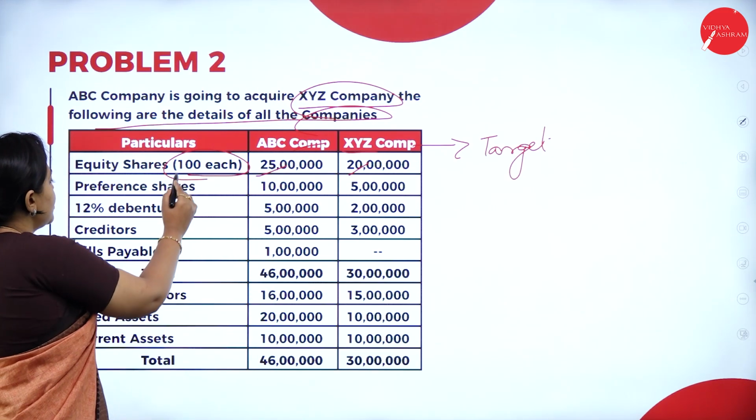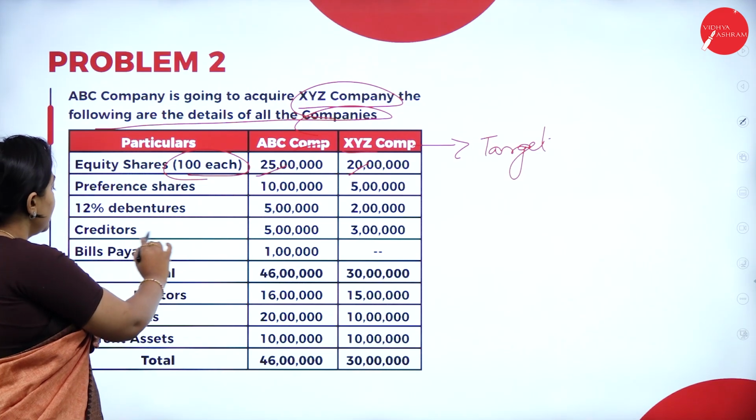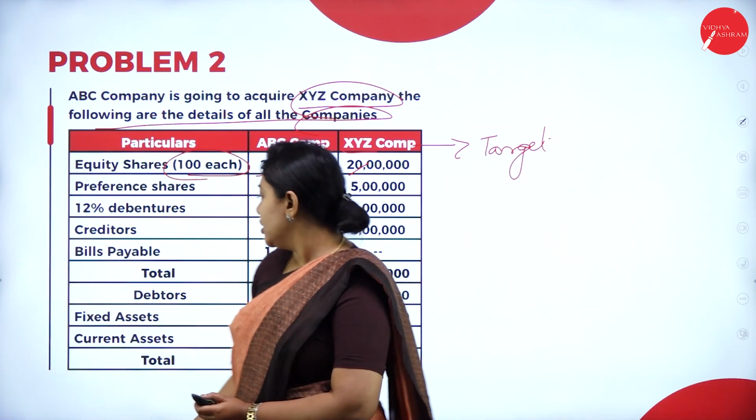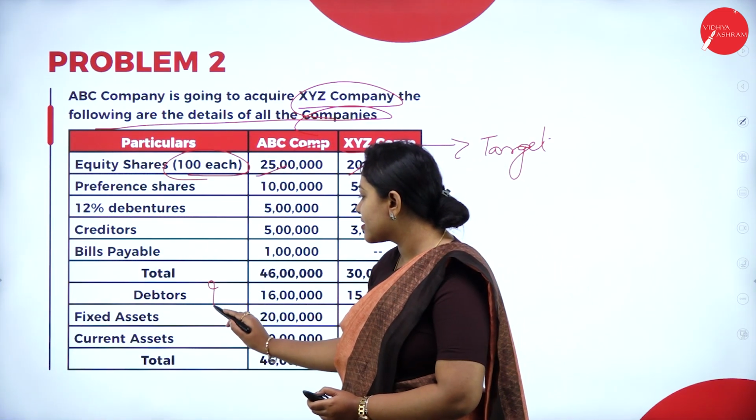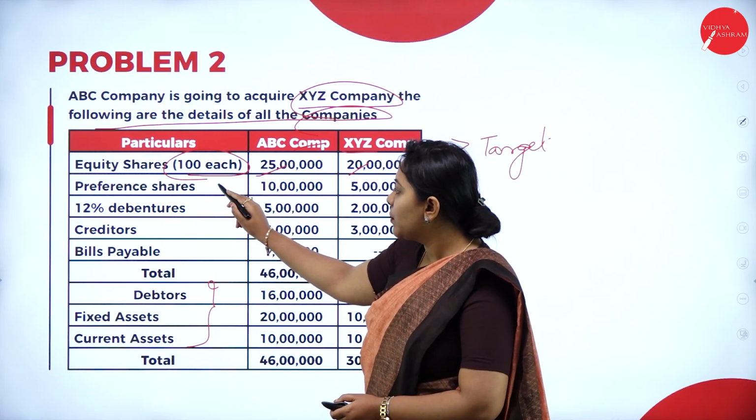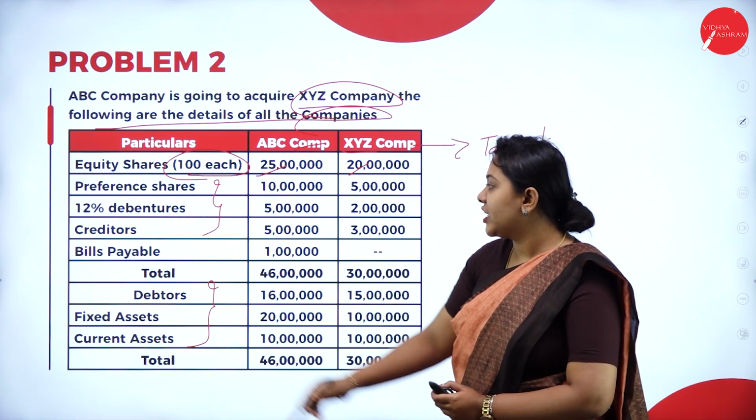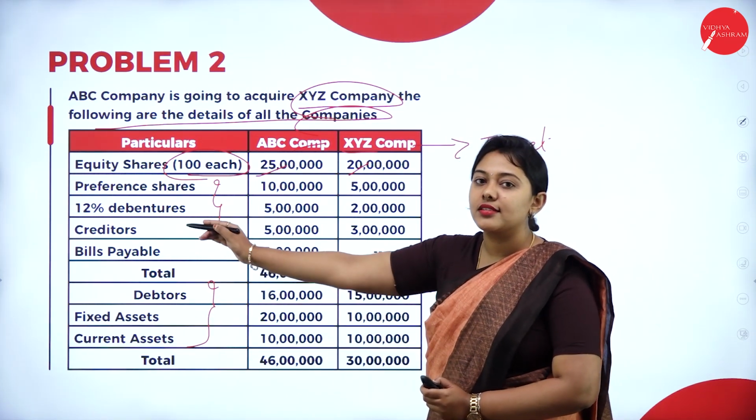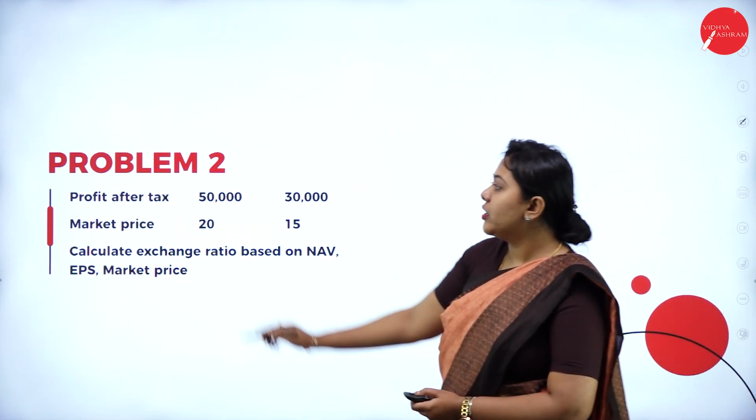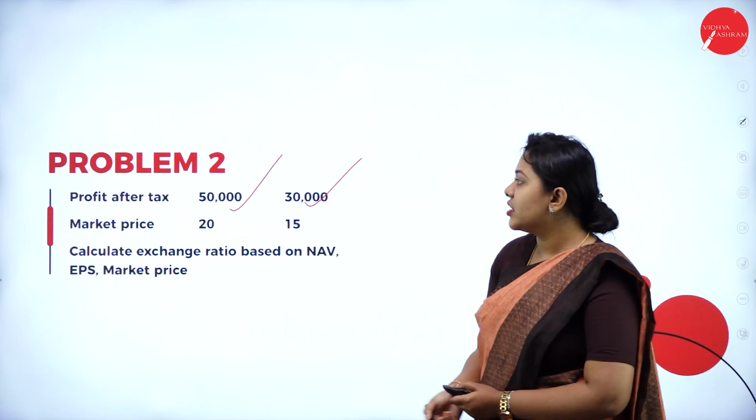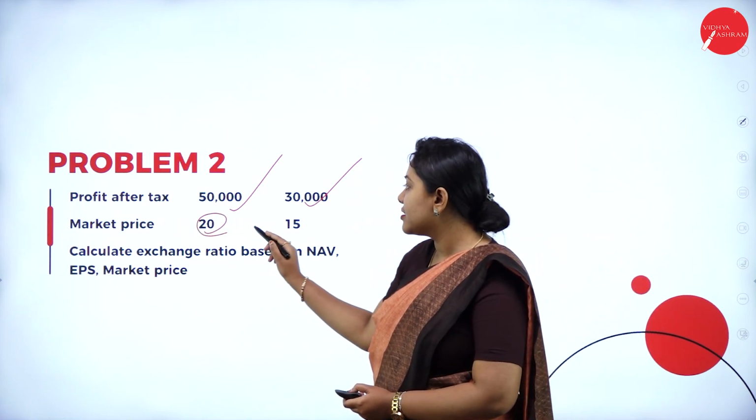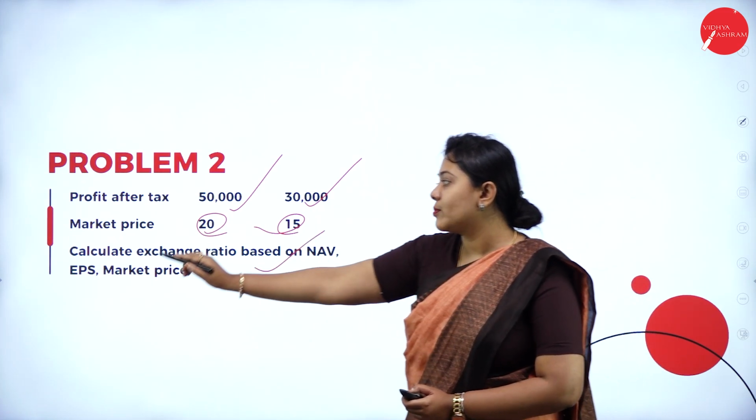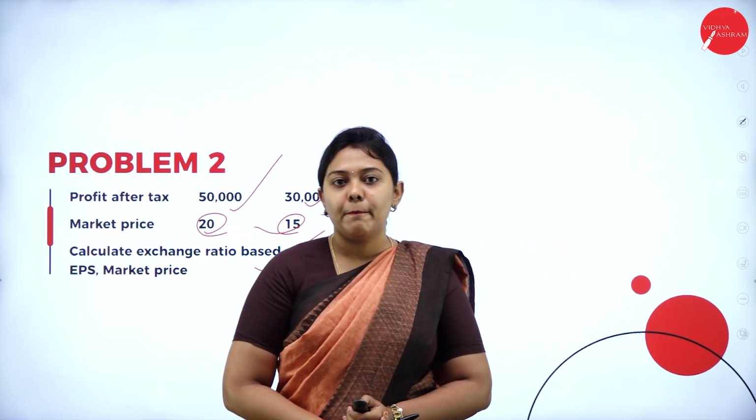Preference shares is given, equity share, preference shares, 12% debenture, creditor, bills payable, debtor, fixed assets and current assets. So debtor, fixed assets and current assets, all this comes to the assets. Preference share, 12% debentures, creditors and bills payable come to your liabilities. Moving forward, profit after tax is given as 50,000 and 30,000. Market price in this case has also been given directly. So you need to calculate the exchange ratio based on net assets valuation method, EPS method and market price.